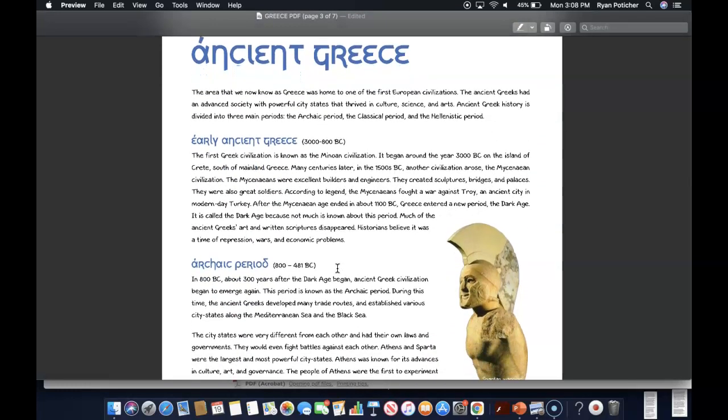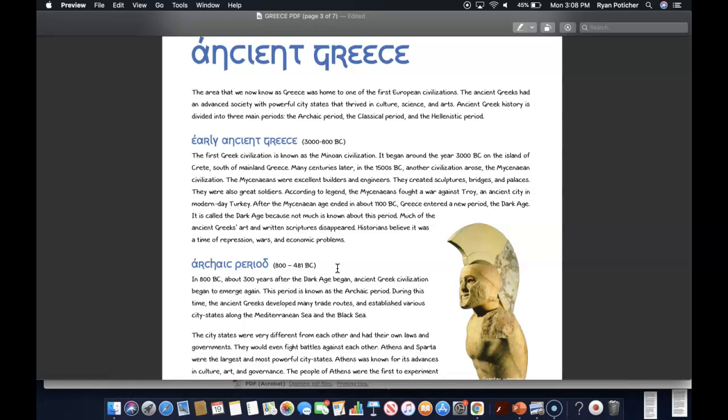The area that we now know as Greece was home to one of the first European civilizations. The ancient Greeks had an advanced society with powerful city-states that thrived in culture, science, and the arts. Ancient Greek history is divided into three main periods: the Archaic period, the Classical period, and the Hellenistic period.